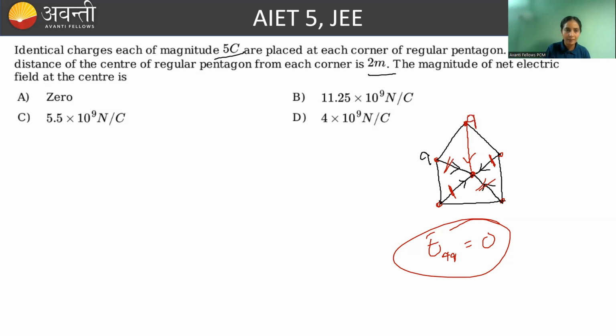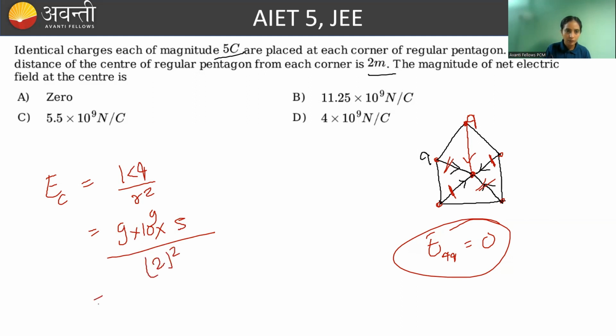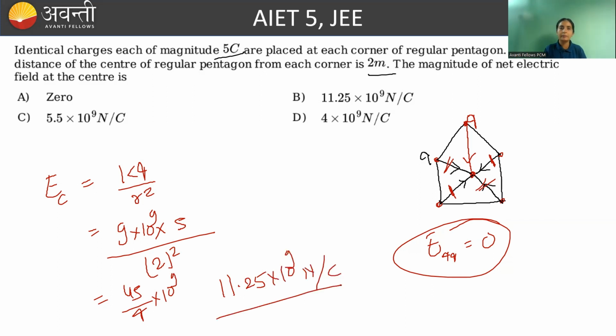So let's calculate the electric field at the center. It will be because of only this charge, and its value will be kq by r square. Put the values: 9 into 10 to the power 9, q is 5 coulomb, r is 2, 2 square is 4. So this is 45 by 4 into 10 to the power 9, which is equal to 1.25 something into 10 to the power 9 Newton per coulomb. So this is your electric field at the center in this case, right? So the correct answer will be B.